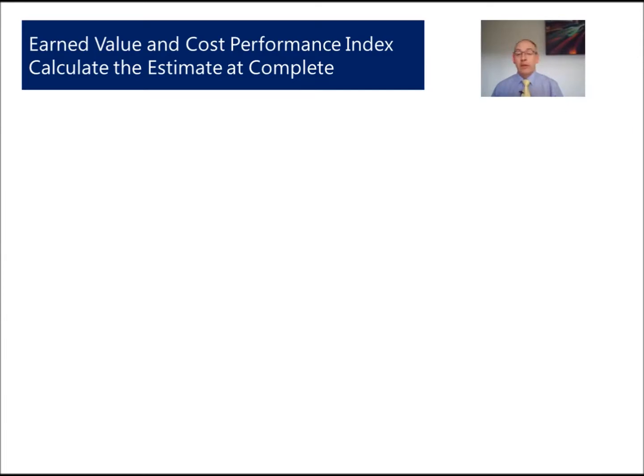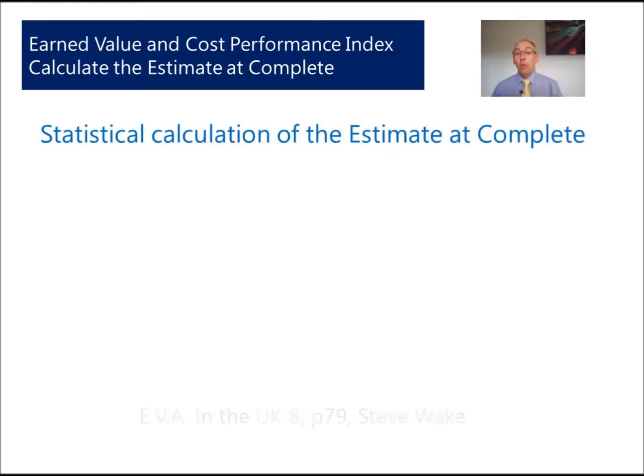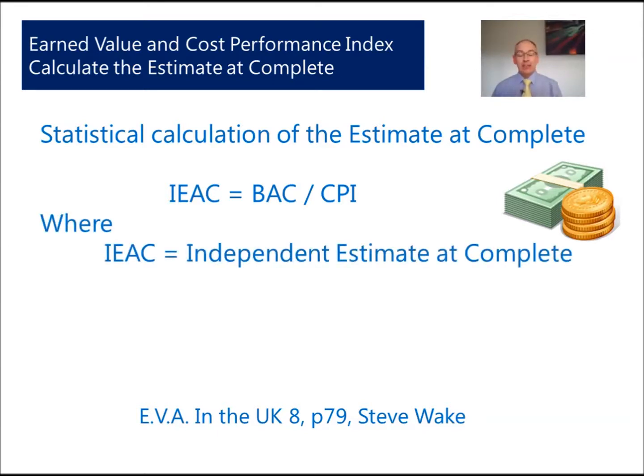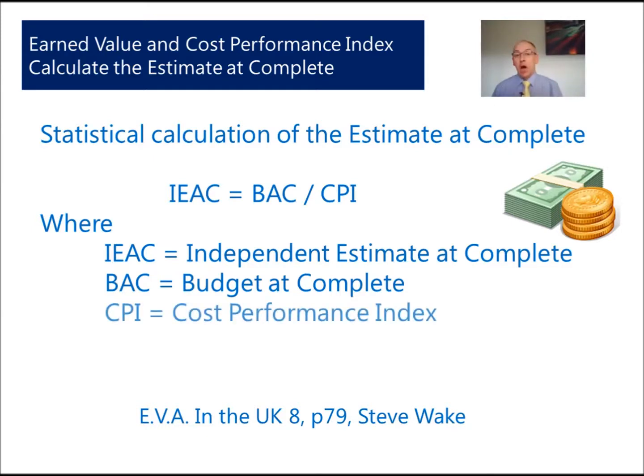So we know the budget at complete. We had £16,000 previously. We know our CPI, which was 0.89. What we want to do is a statistical calculation of the estimate at complete, and we will call this the IEAC. And this is an algorithm again where we divide the budget at complete by the CPI. So IEAC stands for Independent Estimate at Complete. The BAC is the budget at complete, and the CPI, as we said earlier, is our Cost Performance Index.